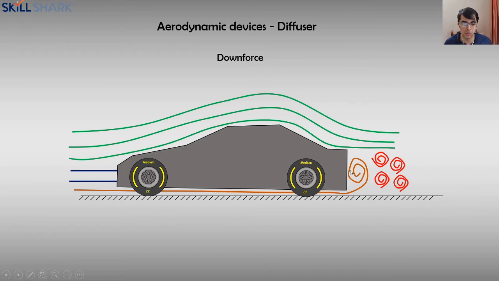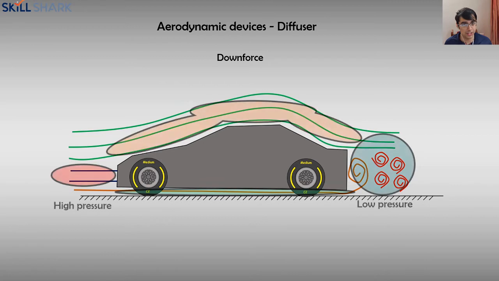Effectively, it's a low pressure zone. That's why it's in red. Now the issue with that is you have high pressure in the front, very low pressure at the back, and obviously you have very low pressure down below the car, and that sucks the car down. So you have the high pressure air on top that presses it down. You get downforce in that way.